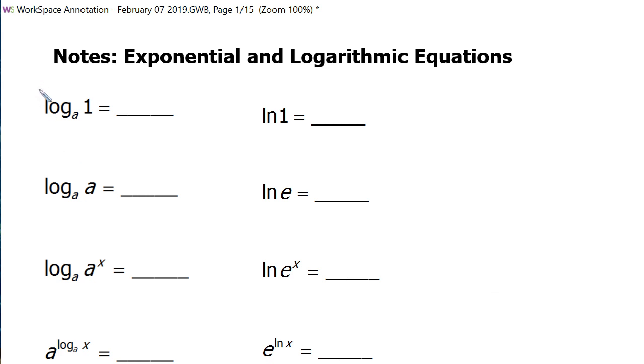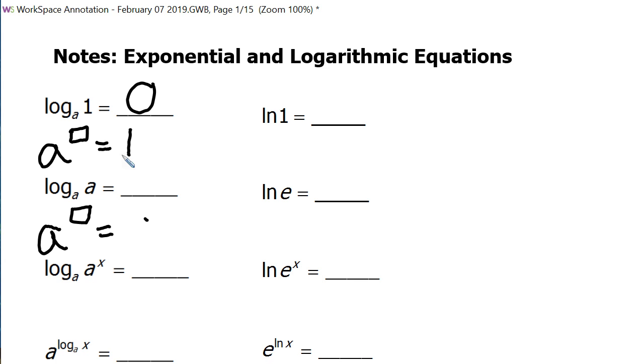Now looking at the first column, what is the base? A, and we're trying to find the missing power to give us an answer of 1. So a to what power equals 1? 0. A to the 0 power is always 1. Going down that first column, the base is a. We're trying to find that missing exponent to give us an answer of a. So a to what power gives us a? 1. So we're just looking for the missing power. And for the next one, a to what power would give me a to the x? X.